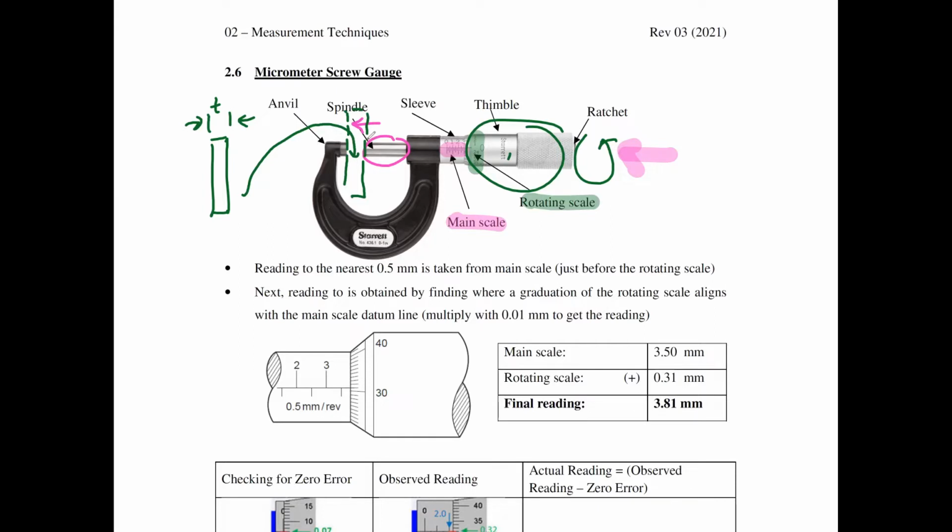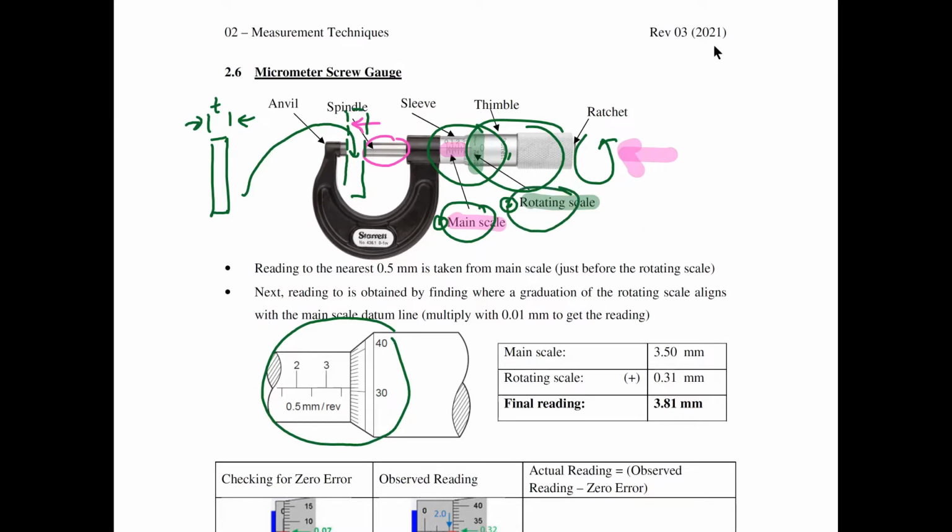Okay, you twist it until it grips the object that you're trying to measure. And then once you have ensured that it is properly gripped, then you start reading from the scales that you have here. You will have to read the main scale first before reading the rotating scale. Okay, so let's just look at some examples here. Now, let's just say after you have properly gripped the object that you're trying to measure, this is what you see. Now, how will you go and determine the reading? You will normally just read from the main scale first, as I mentioned, before you move on to the rotating scale.